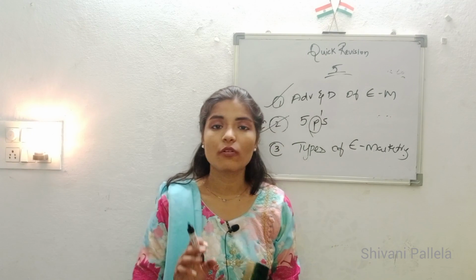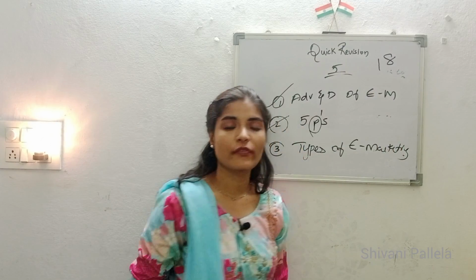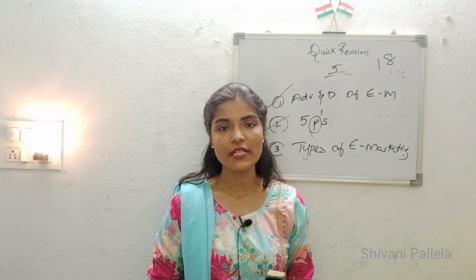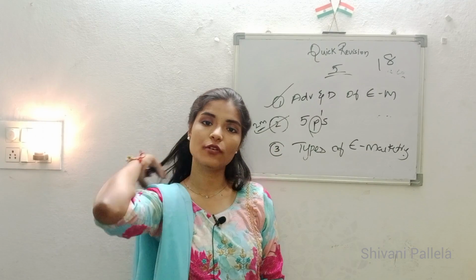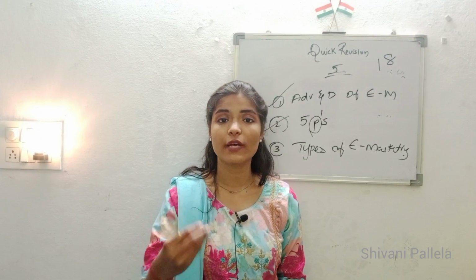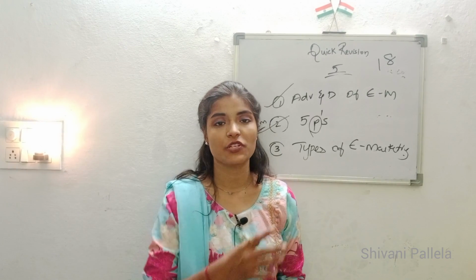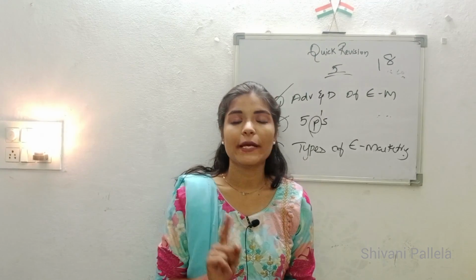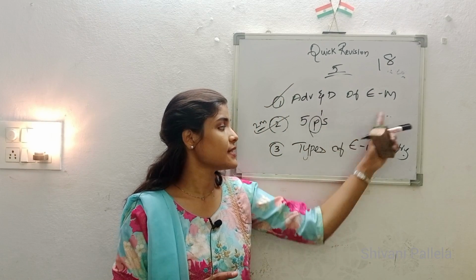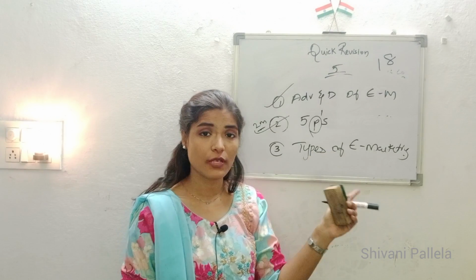If you want only passing marks in this subject, the passing mark is 18. So try to learn any 3 units whose important questions I have given in this video, that will be enough. Not only passing marks, you can score about 25 marks if you learn 3 units. Try to learn these questions, especially the 5 P's and types of e-marketing. These are the most important.